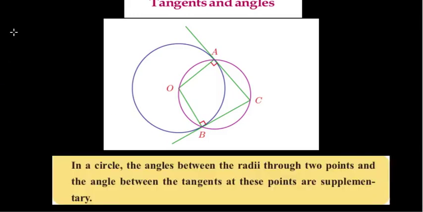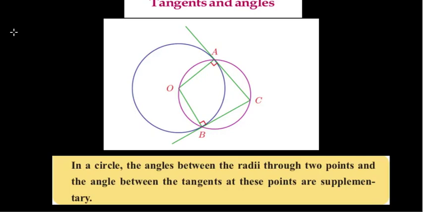That we can write as a result. In a circle, the angle between the radii through the points of contact and the angle between the tangents at these points are supplementary angles. Remember this as the second result. What's the second result? If we draw two tangents to the circle, then draw the radii through the points of contact, then a quadrilateral is formed.